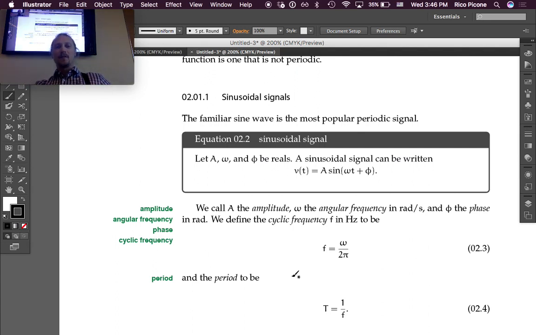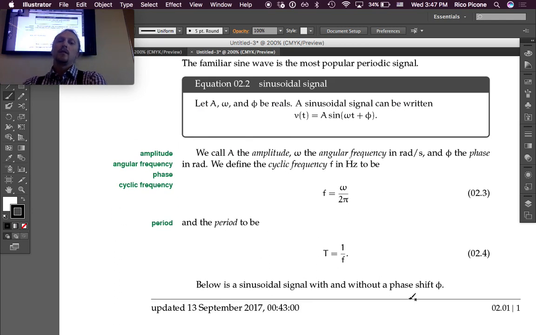Sinusoidal signals are the first. The familiar sine wave is the most popular periodic signal. So let A, omega, and phi be reals, meaning real numbers. A sinusoidal signal can be written v(t) = A sin(omega t + phi). That's all pretty familiar to us, right? We've seen that. We call A the amplitude, omega the angular frequency in radians per second, and phi the phase in radians. We define the cyclic frequency f in hertz to be omega over 2 pi, and the period to be 1 over f.